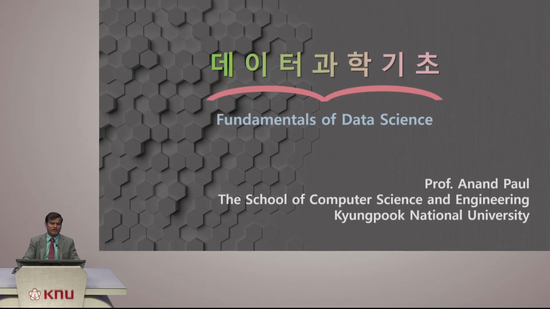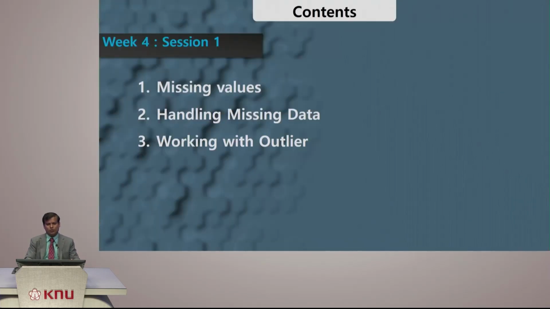We are right now dealing with various aspects of a statistical model, and we talked about exploratory data analysis. Today in this class we are going to discuss missing values, basically missing data, and we are going to see how we can handle those missing data. Along with this, we are going to see about outliers and how we can work with those outliers. That is the content for today's discussion.